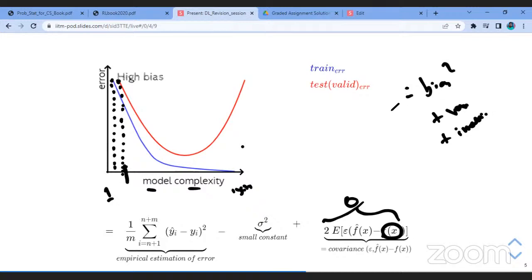Okay, so my error becomes high even if any of these quantities becomes high. If my bias increases, then the error increases. So that's what we see here. My bias is high, so the error is also high. Then we keep increasing the model complexity.